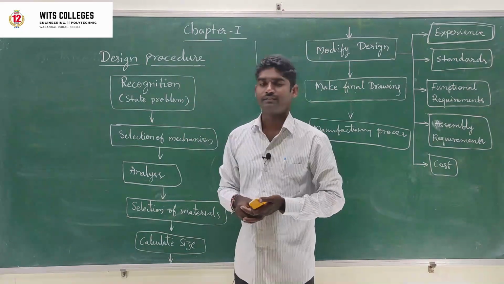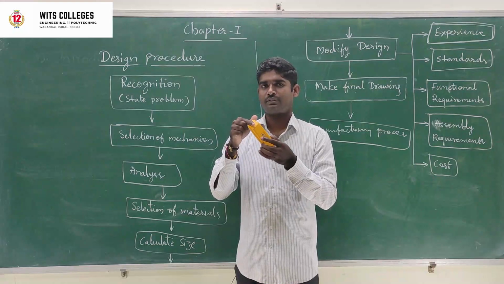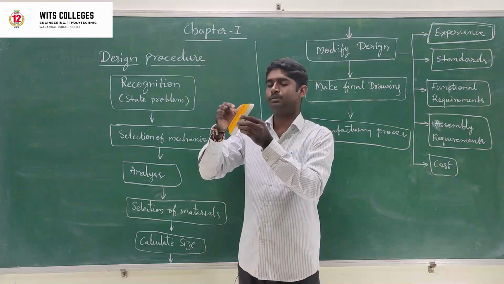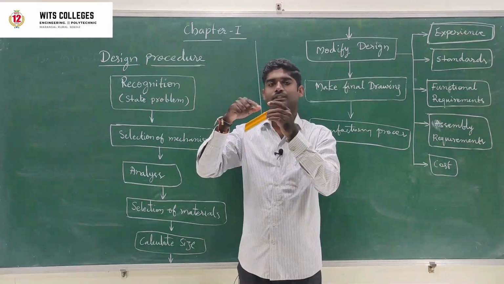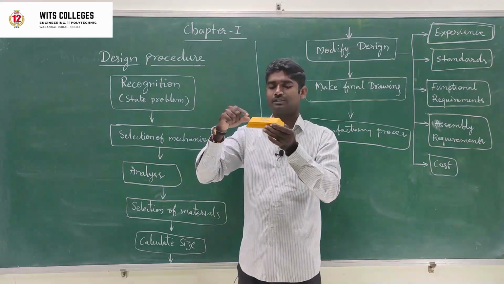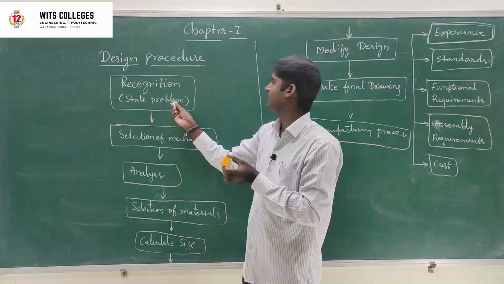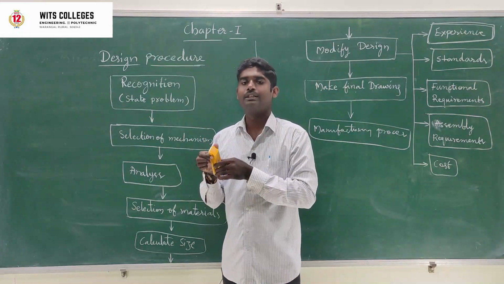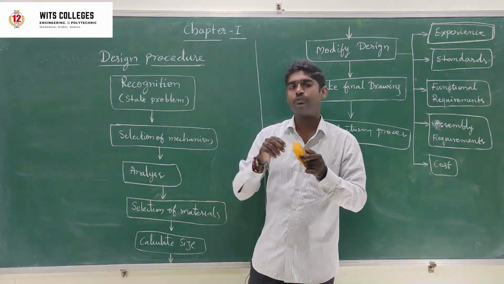This is the basic procedure. If you want to design any product, we follow all these steps. This is an example of a product. In this product, there is a length, width, and thickness. Using these specifications, we design the overall product. First of all, recognition or stating the problem. What is our problem? What is our requirement? We recognize that requirement.